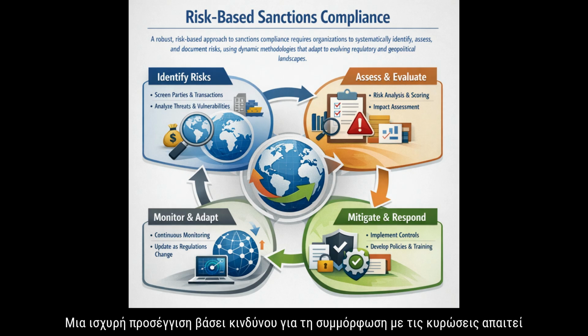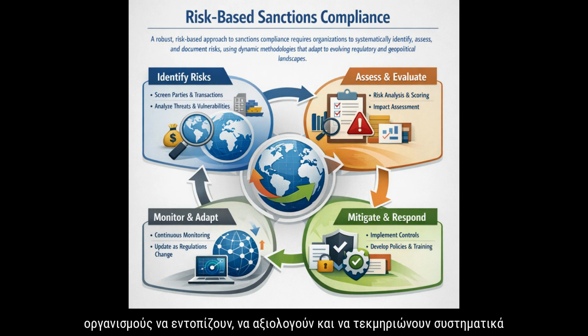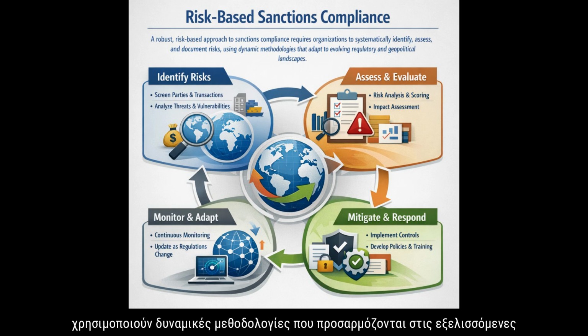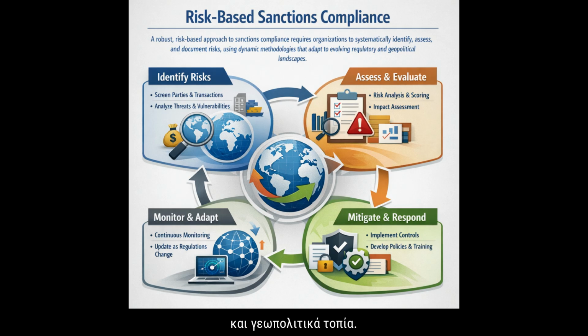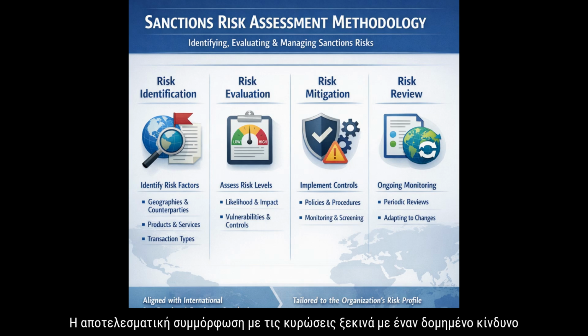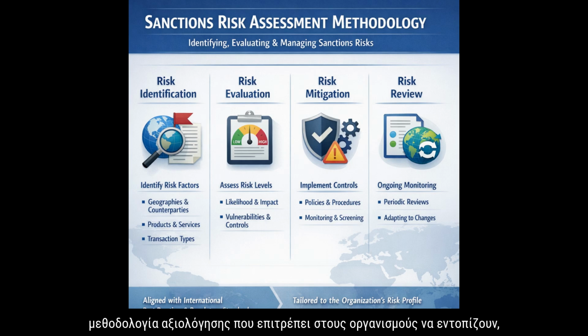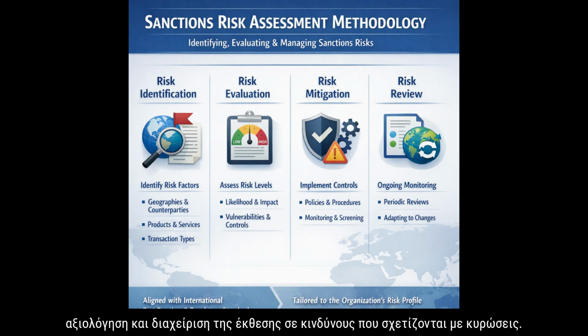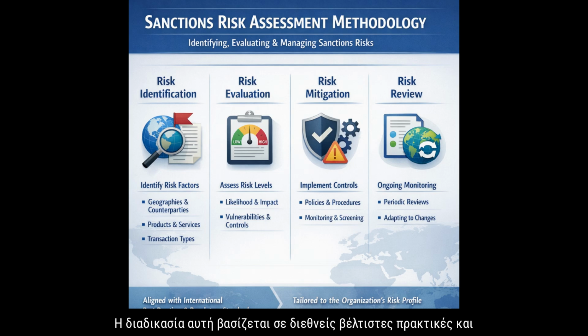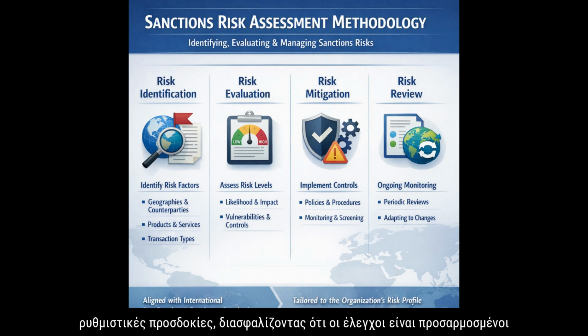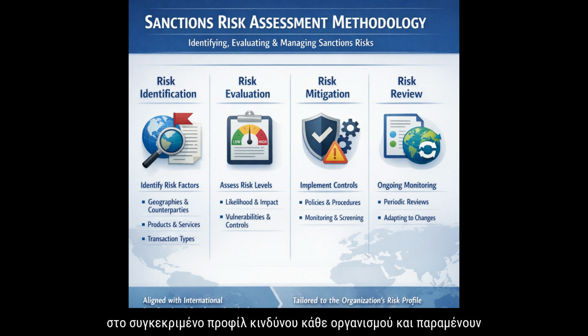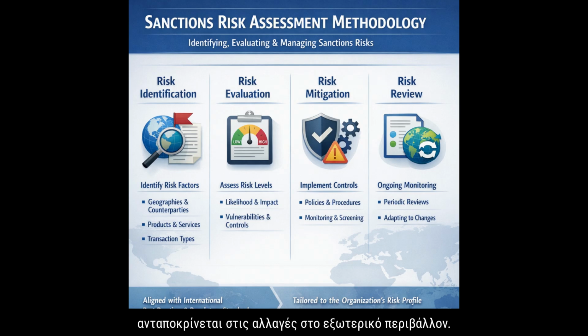A robust, risk-based approach to sanctions compliance requires organizations to systematically identify, assess, and document risks, using dynamic methodologies that adapt to evolving regulatory and geopolitical landscapes. Effective sanctions compliance begins with a structured risk assessment methodology that enables organizations to identify, evaluate, and manage exposure to sanctions-related risks. This process is grounded in international best practices and regulatory expectations, ensuring that controls are tailored to the specific risk profile of each organization and remain responsive to changes in the external environment.